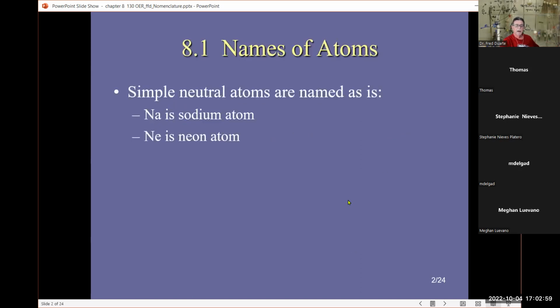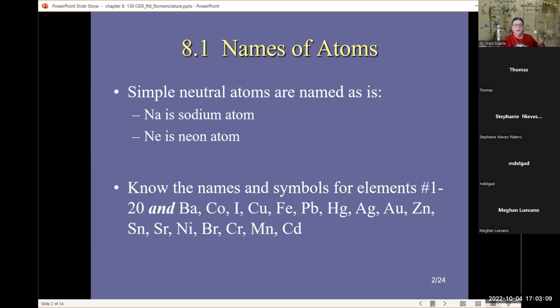All right, so for simple neutral atoms, we add the term, for example, sodium atom, when we're talking about the element, or neon element. Now, we mentioned this before, be familiar with the first 20 elements. And then I think we added a few more here. Ba is barium, Co is cobalt. We've got iodine, copper, iron, lead, mercury, silver, and gold.